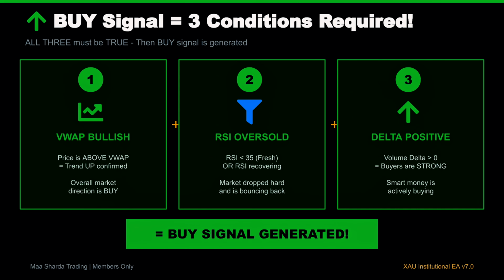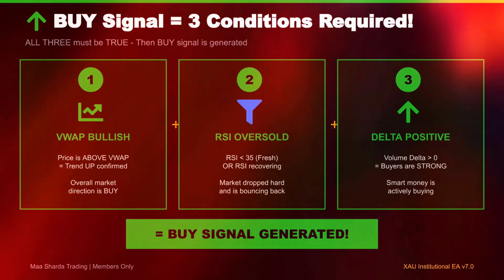A complete BUY signal requires 3 conditions. VWAP must be bullish, RSI must be oversold or recovering, and volume delta must be positive. All 3 must be true for the BUY signal to be generated. This ensures a high-quality, confirmed entry.